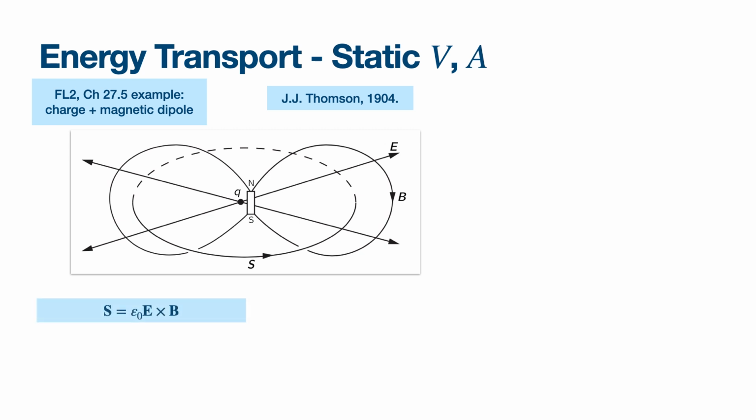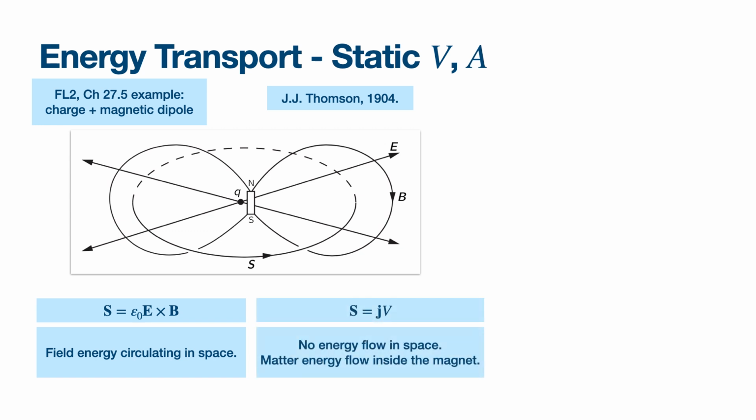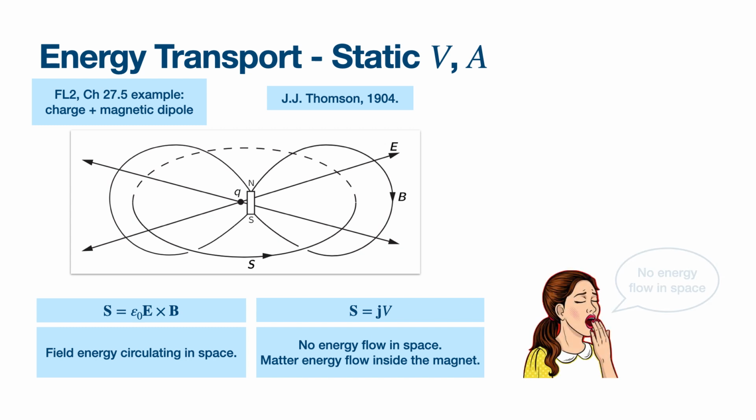The Poynting vector tells us that there is an energy circulating in space. Wave theory says that there is only an energy flow inside the magnet associated with the source of the dipole field, which I take to be a current loop. Again, gauge theory challenges intuition, while wave theory gives an unsurprising but intuitive answer.